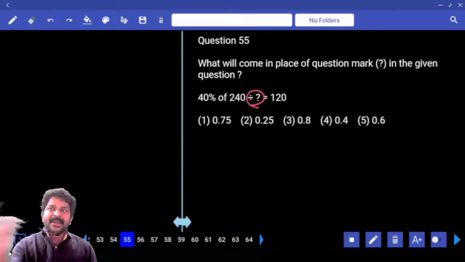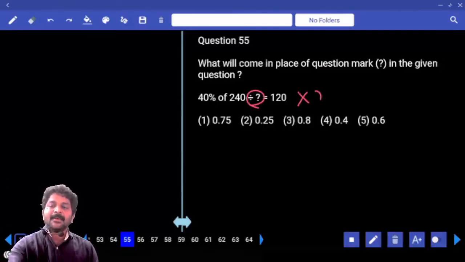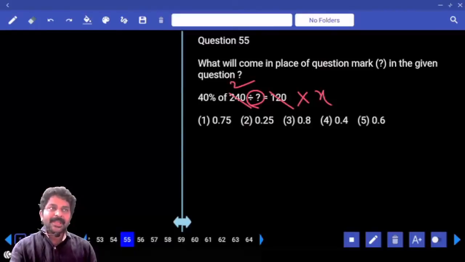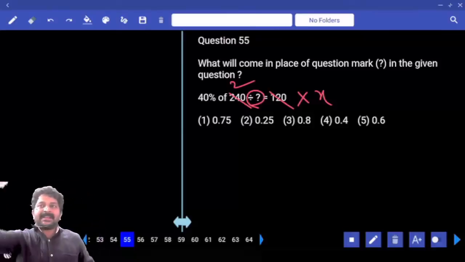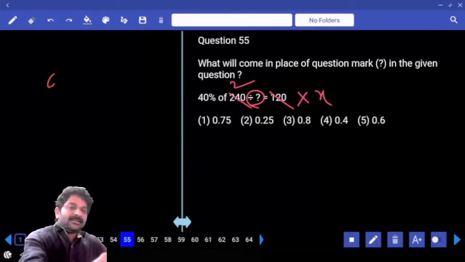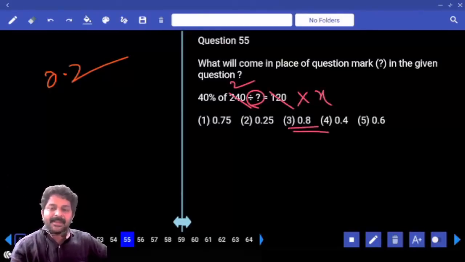Divided by x goes to the right hand side. That becomes into x only. Come on. 120, how many times is 240? 2 times. 40% of 2 or 2% of 40. How do you get 40% generally? 10% double, double again. What is 10%? 0.2, double, 0.4, again double, 0.8.